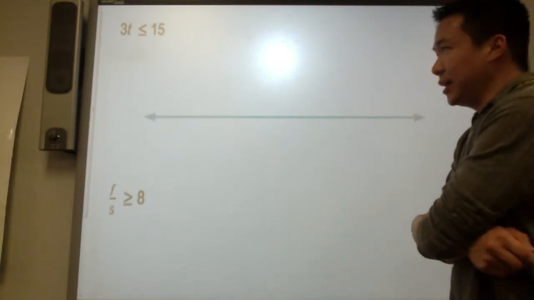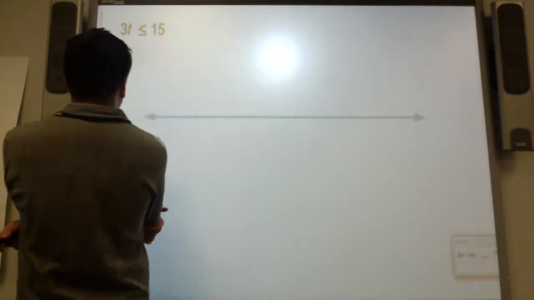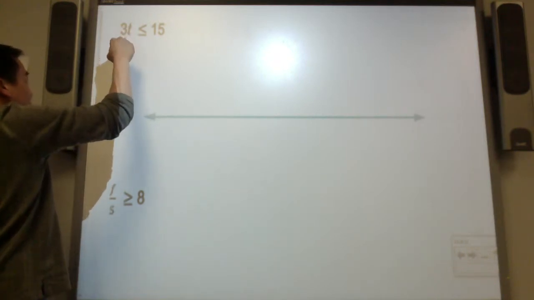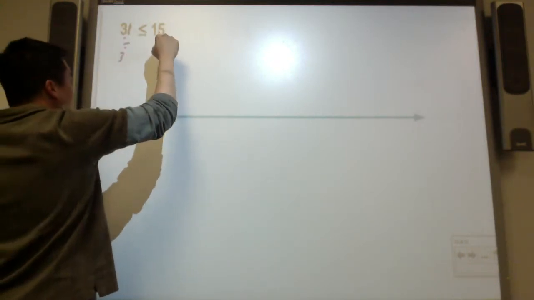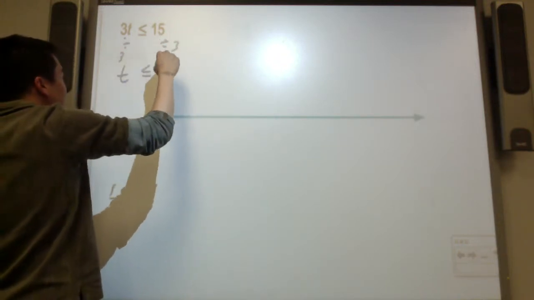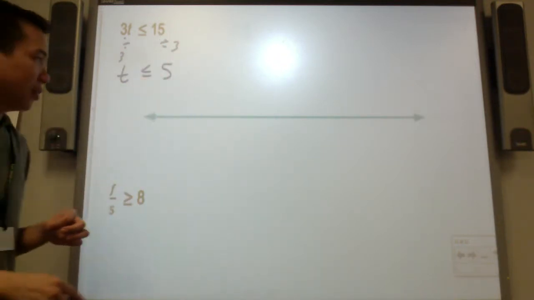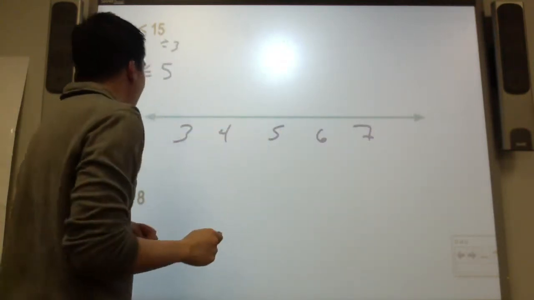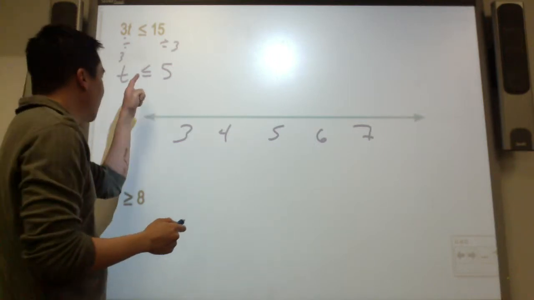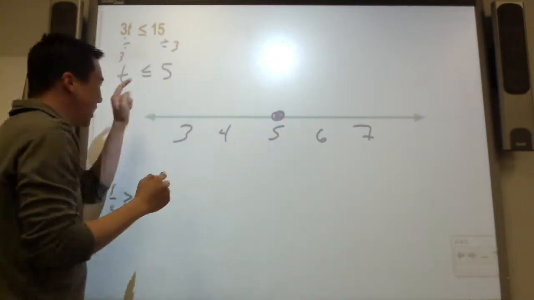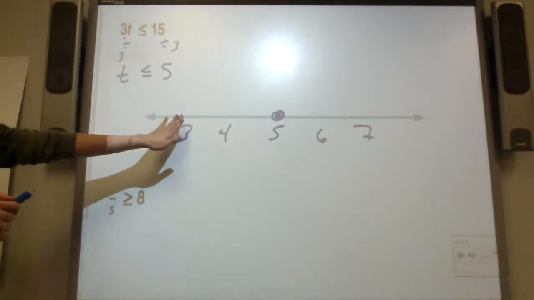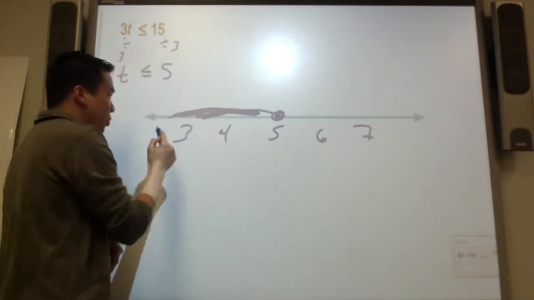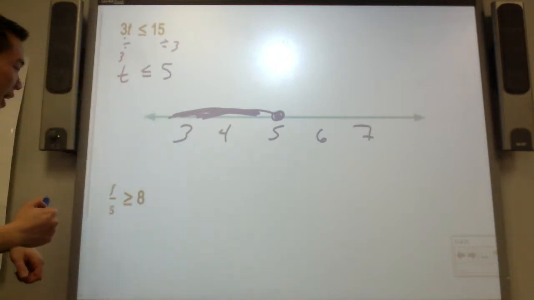3 groups of t is less than or equal to 15. What will t equal? What operation is the opposite of multiply? Divide by 3, divide by 3. So t is less than or equal to 5. So let's graph this: 5, 6, 7, 4, and 3. Is 5 going to be a closed dot or open dot? A closed dot because it includes equal to. And which numbers that I write down are less than 5? 4 and 3. So face this way, and look at the arrow, face to the left.